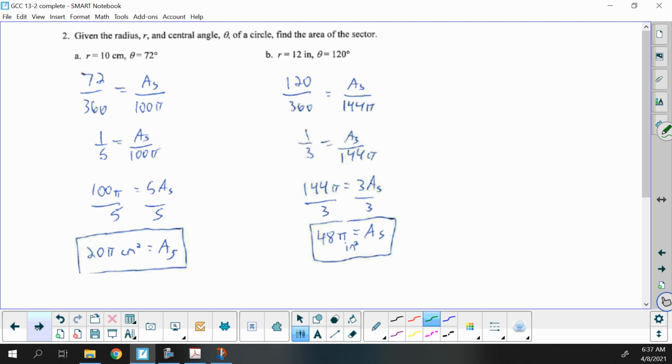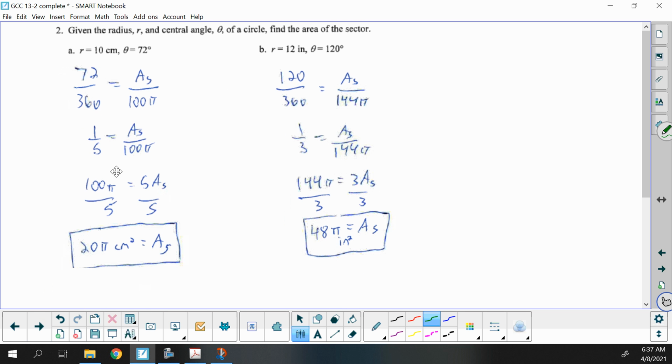You have your calculator. So as we're doing this part here, just do the 100 divided by 5 and then leave the pi on. Notice our units are squared because we had areas. 20 pi centimeters squared, and 48 pi inches squared.